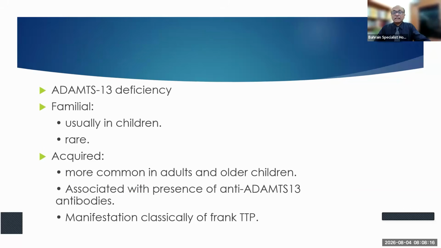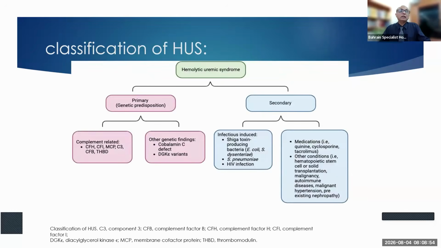Another subclassification involves an enzyme which helps with clotting. It is ADAMTS13 deficiency. It can be familial, though usually in children it is rare; it is mostly in adults. The acquired cause can be seen mostly in adults or older children. It is associated with anti-ADAMTS13 antibodies, the presence of antibodies causing deficiency of clotting, and there will be manifestation of clinical frank TTP, thrombotic thrombocytopenic purpura. This is an outline of the classification of HUS.